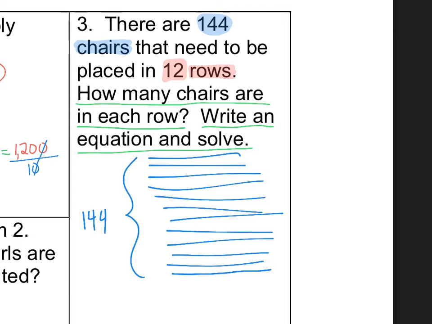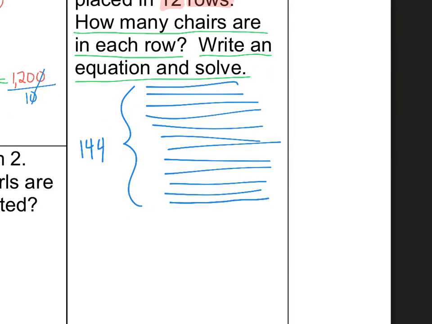All right, so for number 3, we've got 144 chairs that are going to be in 12 rows. We want to know how many chairs are in each row. And then we need to write an equation to solve. So the way I'm reading this is there are 144 chairs. That's the total. And they're going to be placed into 12 rows. So here's 12 rows. How many would be in each row? So this is a what kind of question? It is a division question, and it's division because we're taking a total and breaking it into smaller equal pieces. So our equation would be 144 divided by 12, and that's a basic fact, which is 12 chairs per row.